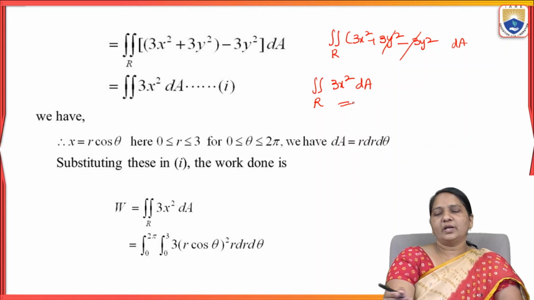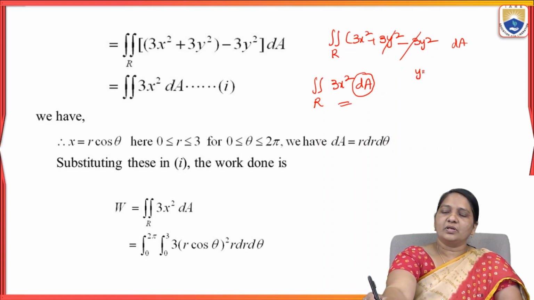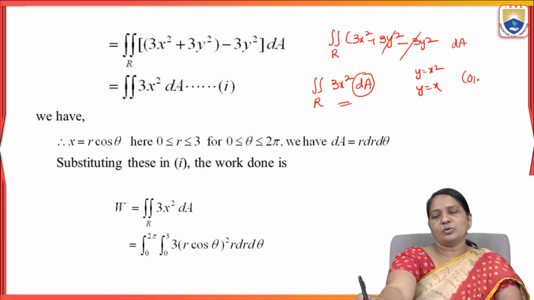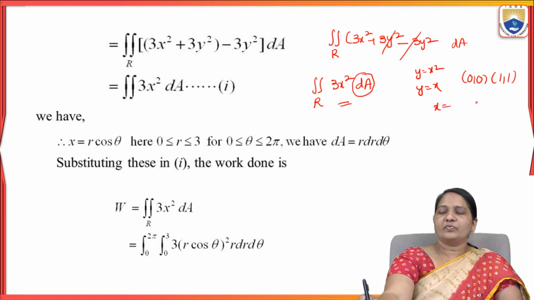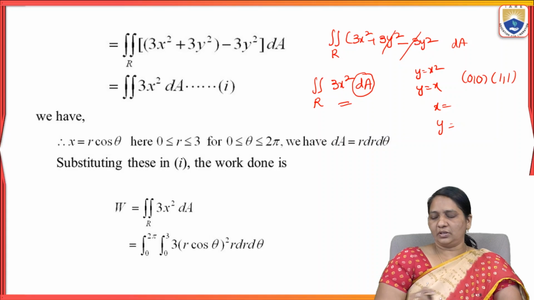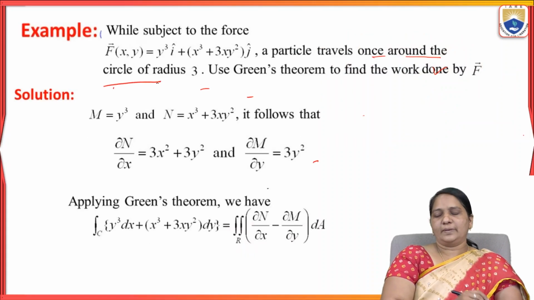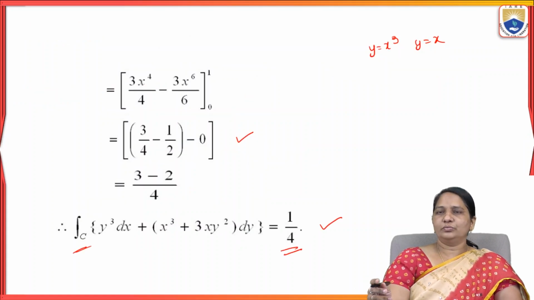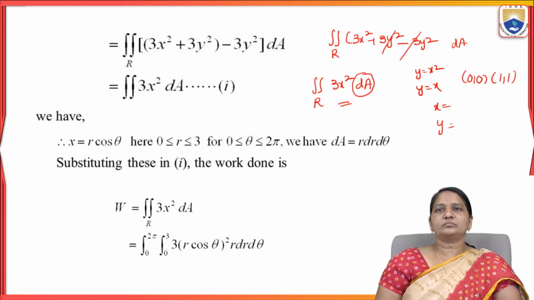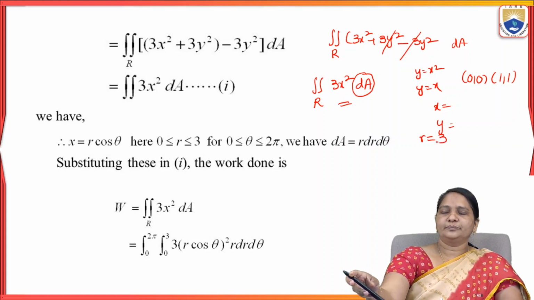In the previous problem, we were given two curves, y equal to x square and y equal to x. Based on that and the points (0, 0) and (1, 1), we took the limits of x and y. Now they didn't give that data, but they gave one circle of radius 3. So that means we know the values. The radius value is 3.